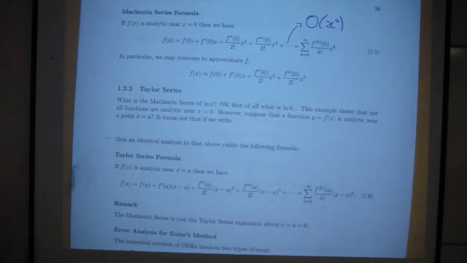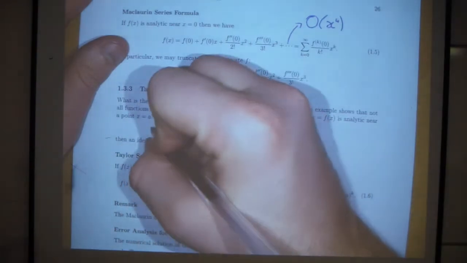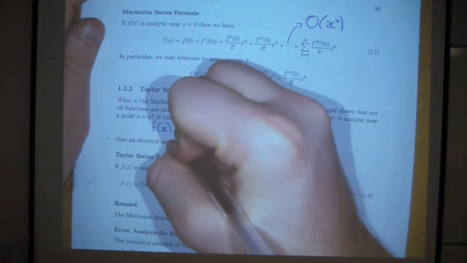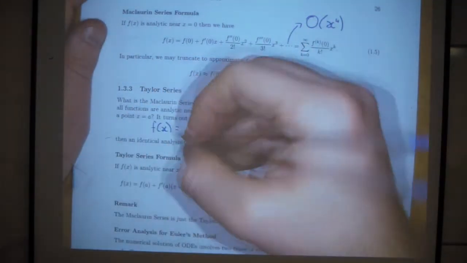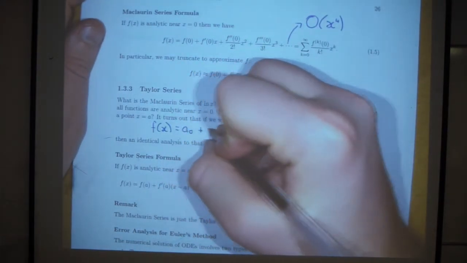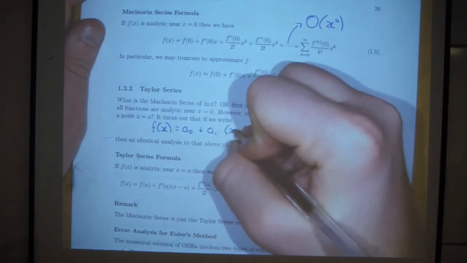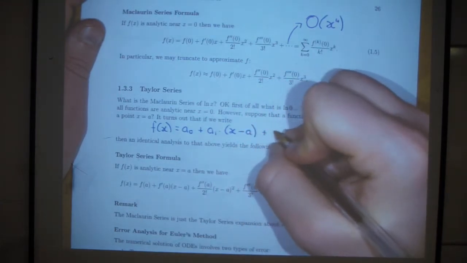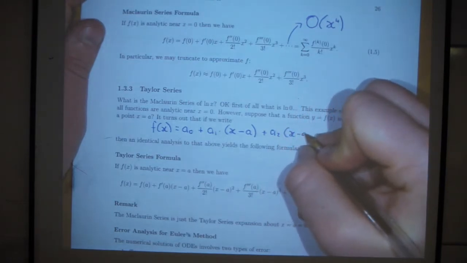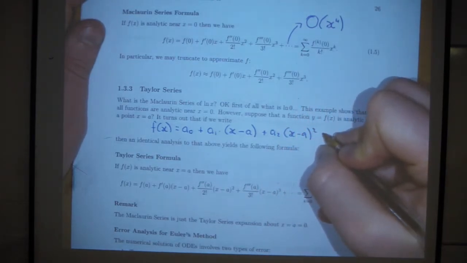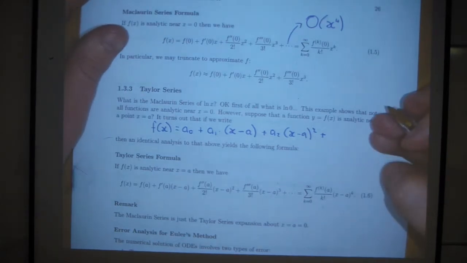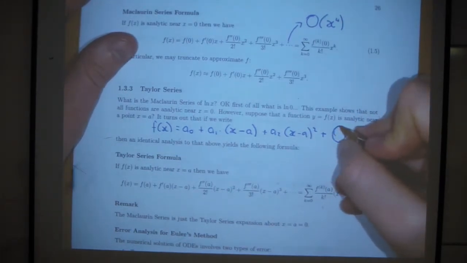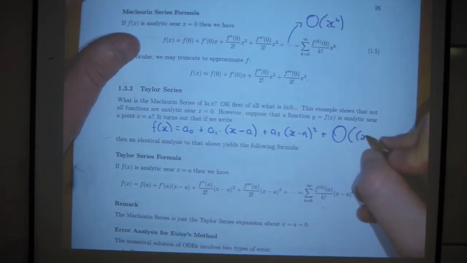However, suppose that a function is analytic near a different point. It turns out that a similar analysis gives you, if you think that a function f of x is equal to, how do I write this now? Say a0 plus a1 times (x minus a) plus a2 times (x minus a) squared plus, and now I'm going to use my order notation, everything after this is a multiple of (x minus a).